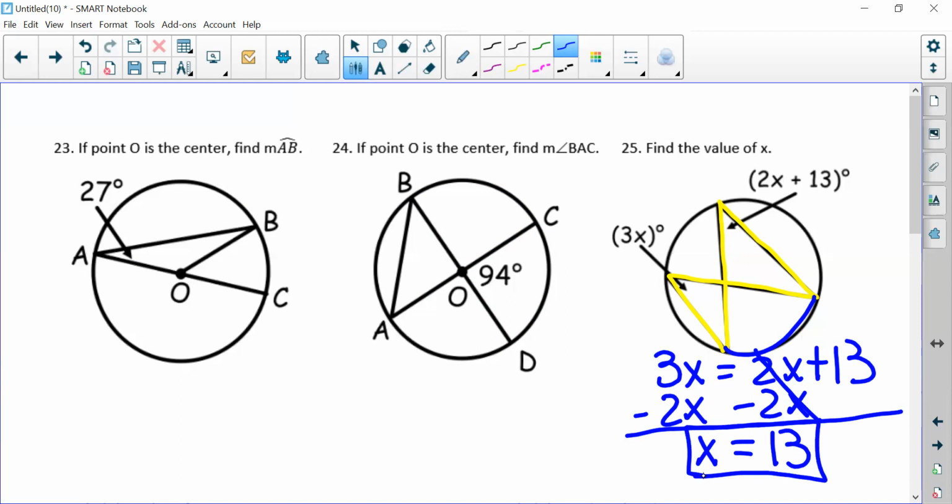This time we can stop there because look, they just asked us to find the value of x, okay? They didn't ask us to find the measure of the angle. Y'all, if they did ask us to find the measure of the angle, just take the value of x, which is 13, and multiply it by 3, okay? And that would give you the measure of your angle.